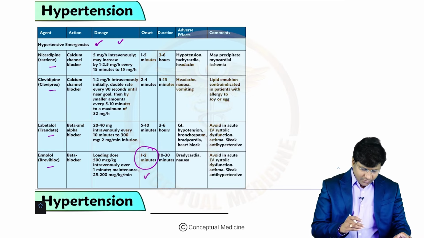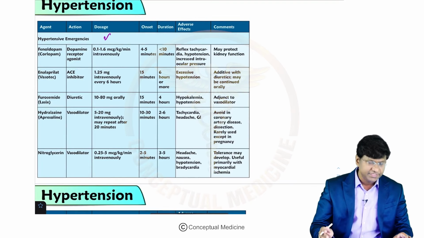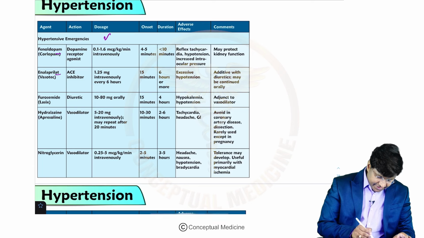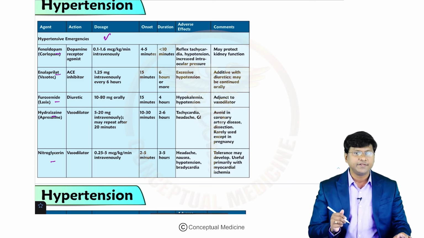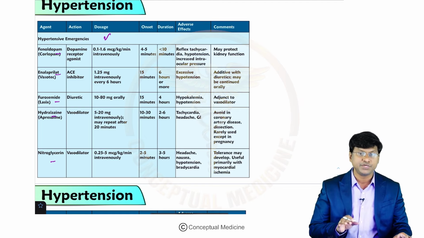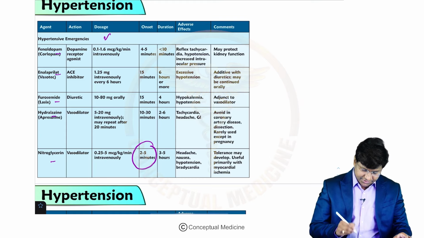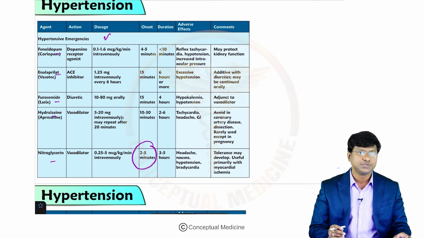Right? Now we have a few more drugs. These are the other group of drugs which we give in hypertensive emergencies. That includes fenoldopam, enalaprilat, furosemide, hydralazine, and then nitroglycerin. Nitroglycerin is the drug which we commonly use for hypertensive emergencies, and the onset of action is within 2 to 5 minutes.